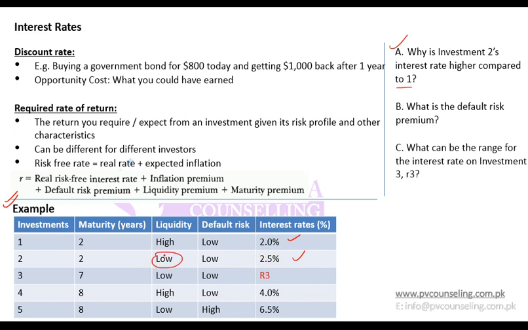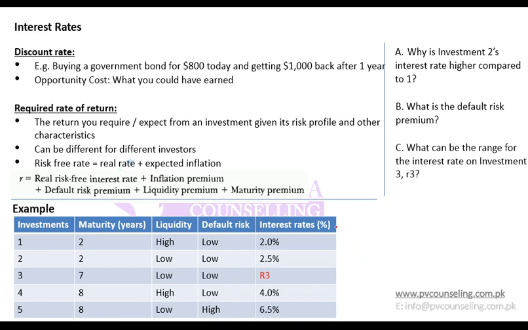Because its liquidity is lower. As liquidity is lower, it would ask for a higher rate or higher premium. What is the default risk premium? So from these investments, looking at these 5 investments, what is the default risk premium? What is the amount of default risk premium? What is the percentage of default risk premium?